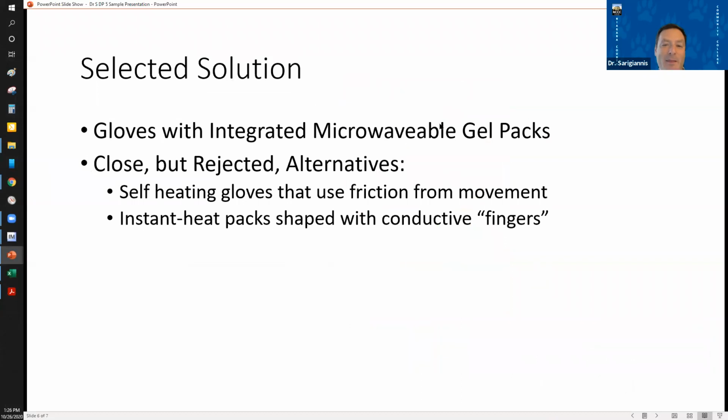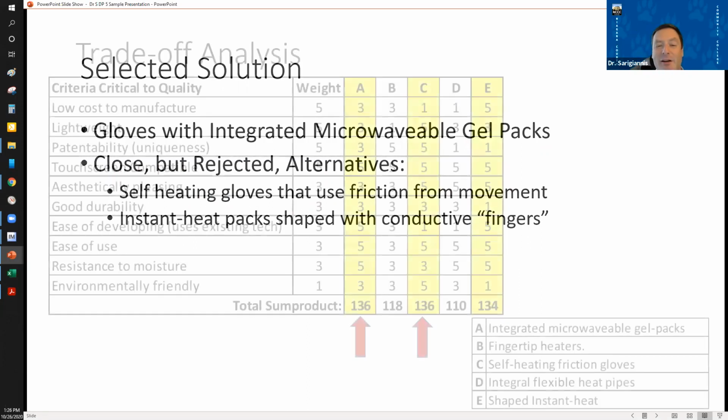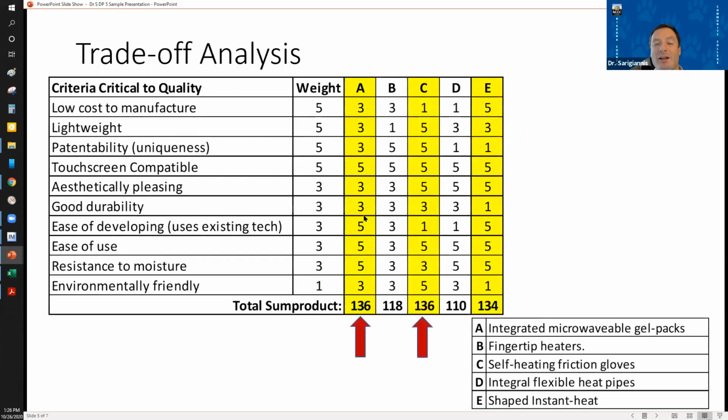So I chose as my solution gloves with integrated microwavable gel packs. And here's where I can discuss the close but rejected alternative: the self-heating gloves that use friction from movement. One reason I rejected this is because, and I can go back to my table here, I could have put my table on this page again just to have it, but I can go back and forth.